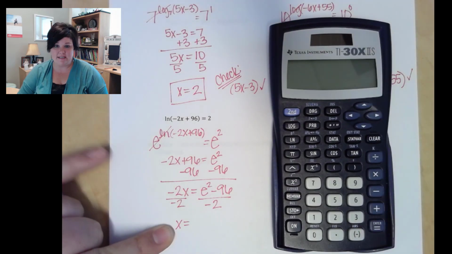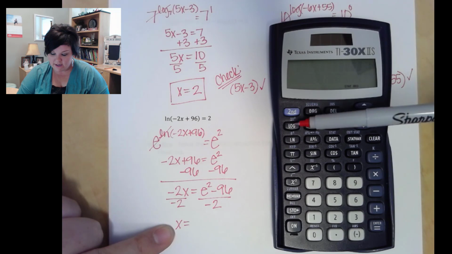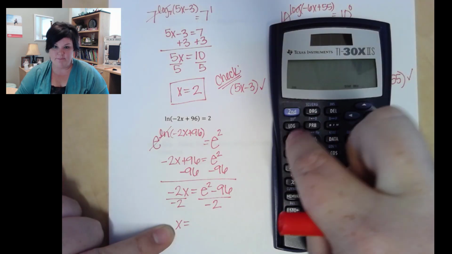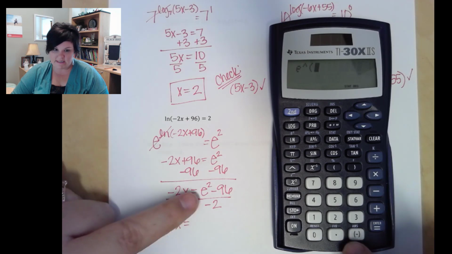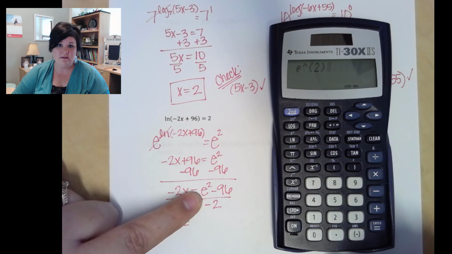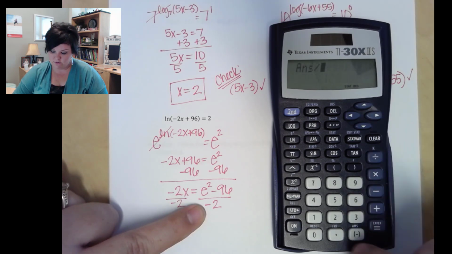Some of you will have an e button. Some of you will have an e to the x button. If you have this calculator, it's the second function here on your LN button, and mine says e to the x. So if I hit that second button, it says e to the, and then I have to put in what the power is. So I'm going to do e squared, close the parentheses so that I see that that's the only thing in the exponent of my e. And then I'm going to subtract 96, see what that equals, and then divide it by negative 2.